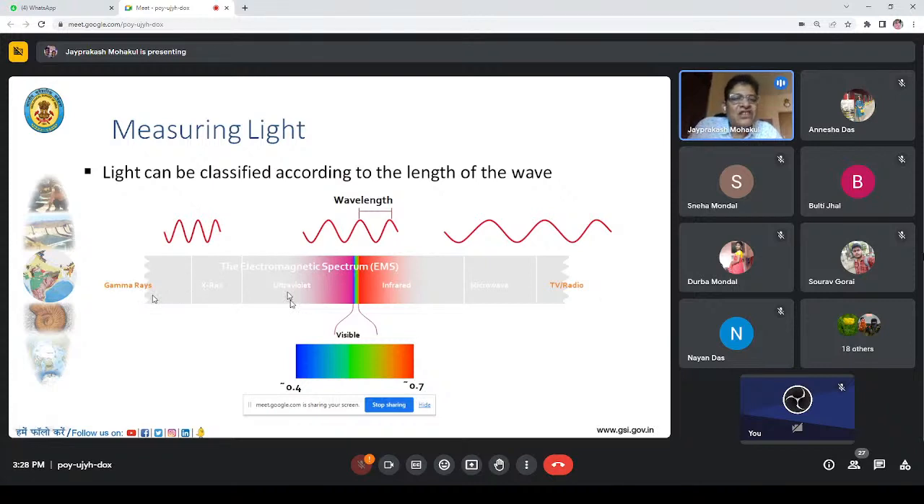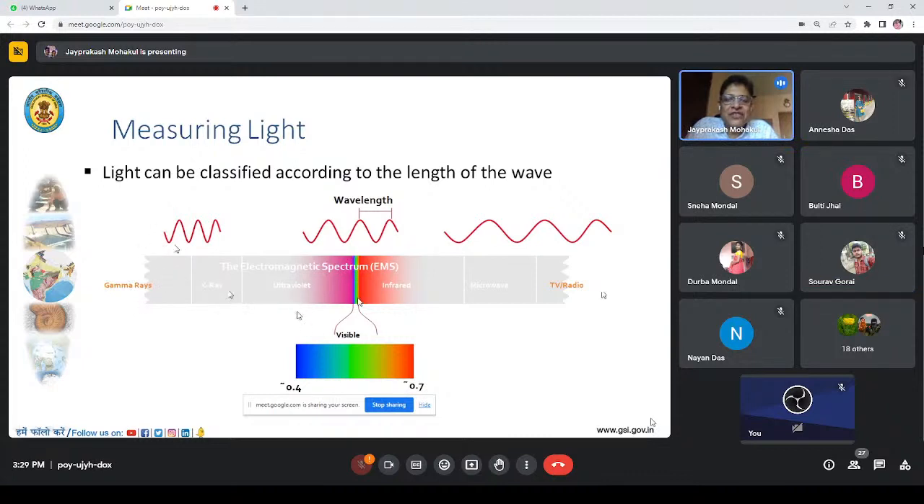But however, these energies have low wavelength and high energy. Gamma ray has much more energy. X-ray has much more energy than radio waves, right? Is it understood? Yes, sir. These are low wavelength, high energy electromagnetic energy.